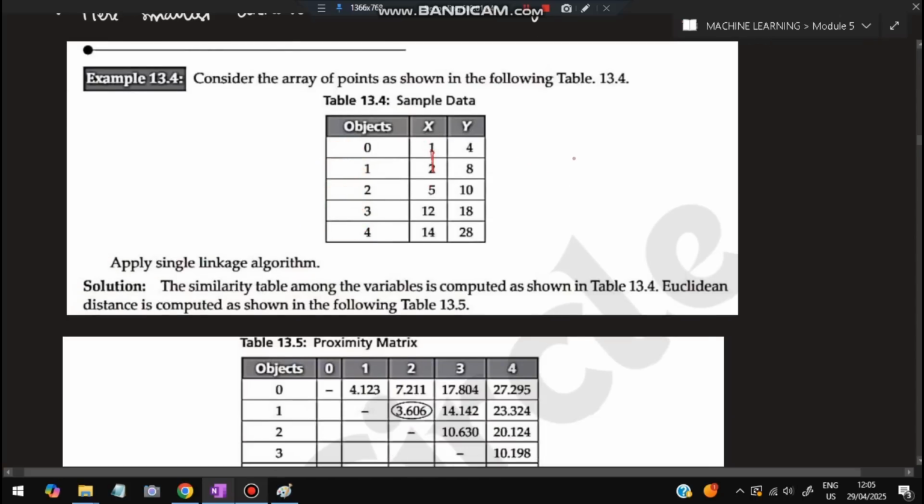2 minus 1, what is 2 minus 1? 1. 1 square is 1 only, and 4 minus 8 is 4. 4 square is 16, plus 1 is 17. 17 square root, what is 17 square root? It is 4.123. Like that we have written.